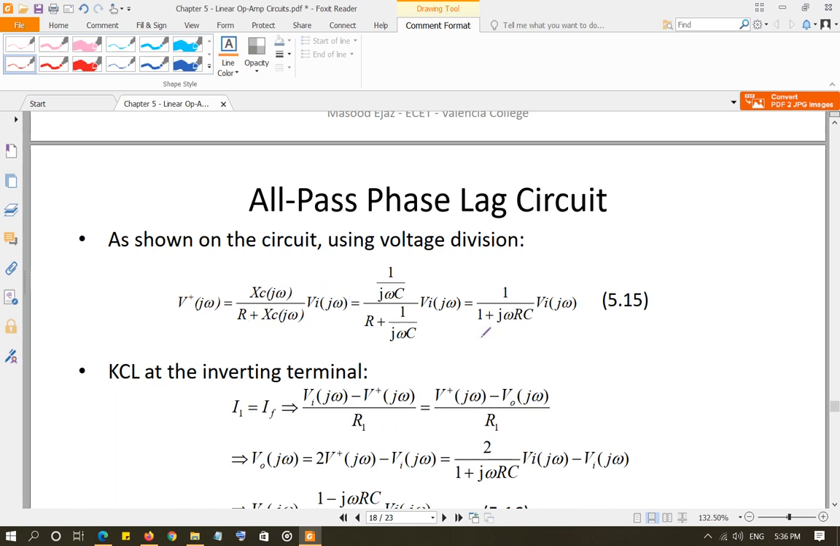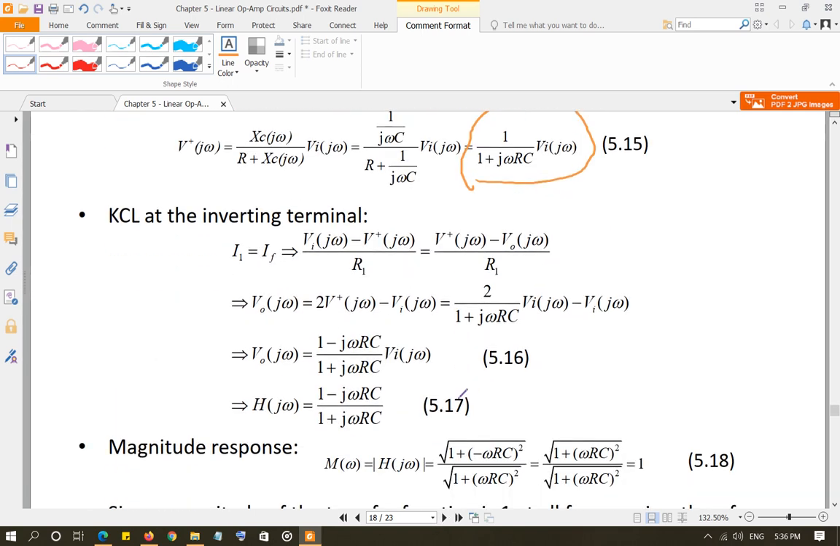So we plug this in and arrange it, and the output is going to be (1 minus j omega Rc) over (1 plus j omega Rc) times V input of j omega, and the transfer function V output over V input is (1 minus j omega Rc) over (1 plus j omega Rc). So what is the magnitude of this? It is the square root of (1 plus omega squared Rc squared) for the numerator, divided by the square root of (1 plus omega squared Rc squared) for the denominator. So the magnitude is going to come out to be 1. At all frequencies, the magnitude will be 1.